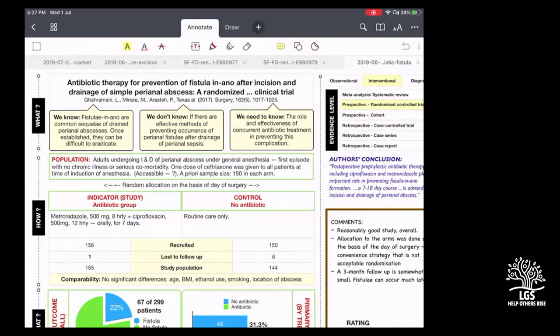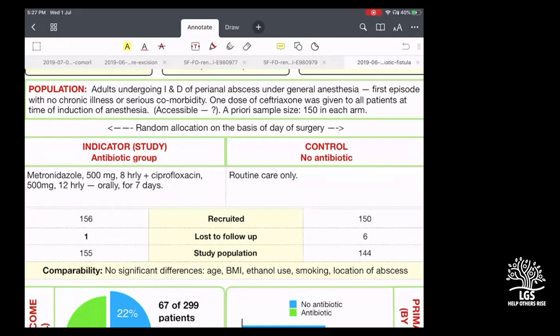The who is adults undergoing I and D of perianal abscess, first episode with no chronic illness. The what is one dose of ceftriaxone. And here, this study was all done in one shot, so there's no when. The where is, it was all done in a teaching hospital. And here, as you can see, they used an a priori sample size of 150 in each arm. So the study was also, that way, scientifically very valid.